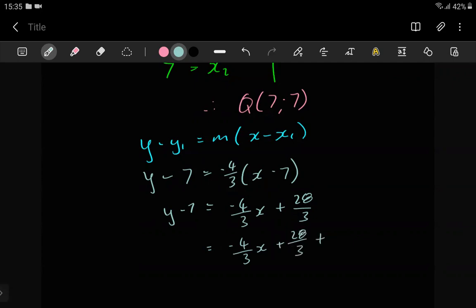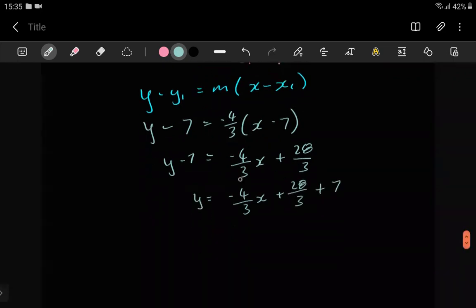Positive 7. And then this is 28 plus, let me just check what that is. Do I have another calculator? 49 over 3. Oh, thank you. 49 over 3.